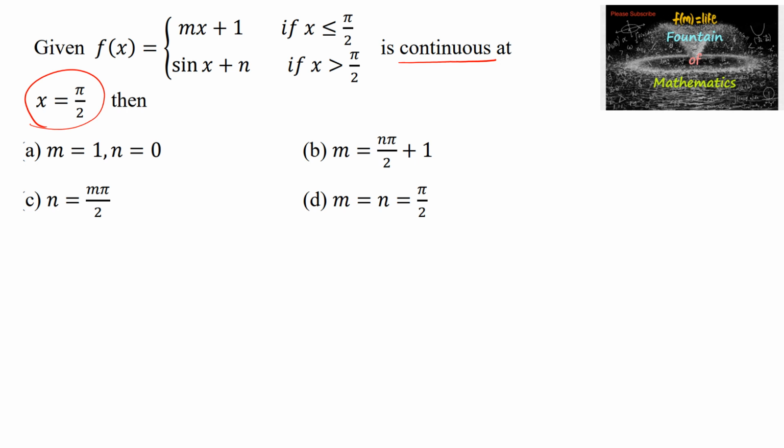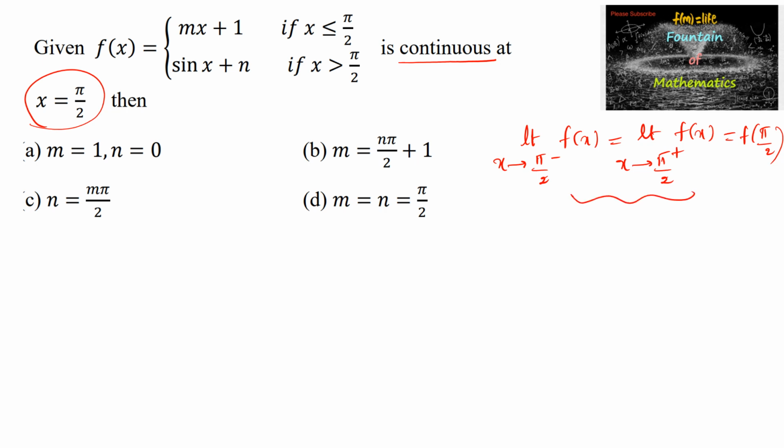the left hand limit as x tends to pi by 2 minus of f of x is equal to the right hand limit as x tends to pi by 2 plus of f of x, and is equal to the functional value f of pi by 2. So here we can say the limit exists. So let us consider the left hand limit.